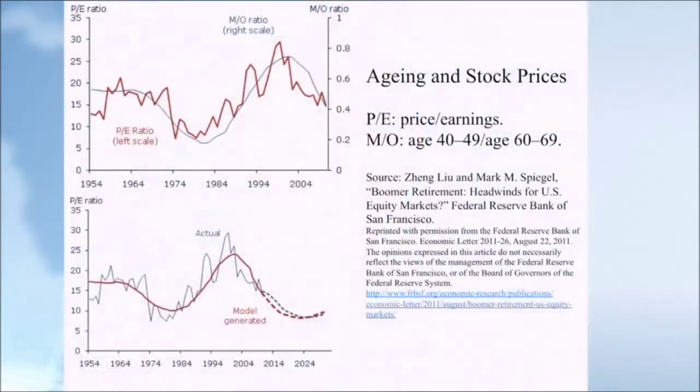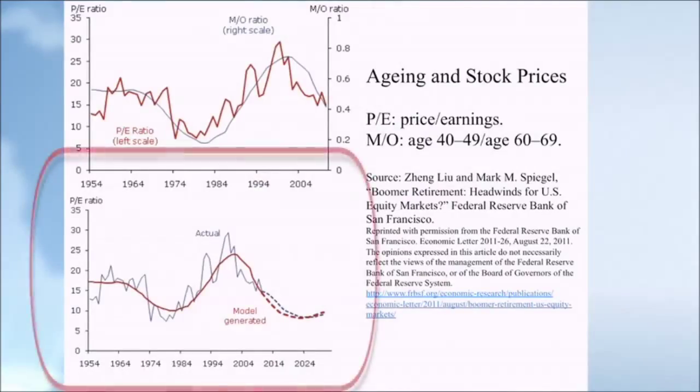Now, the two authors of this article also made some projections into the future. And that's what you can see on the bottom chart. So first here, they drew again the line for the price-earnings ratio for the US stock market between the year 1954 and 2010. And then they made projections into the future. They did this based on a mathematical model that included all sorts of variables, not just demography, not just population age. They included many other economic and financial considerations, such as interest rates, GDP growth rates, and so on and so forth.